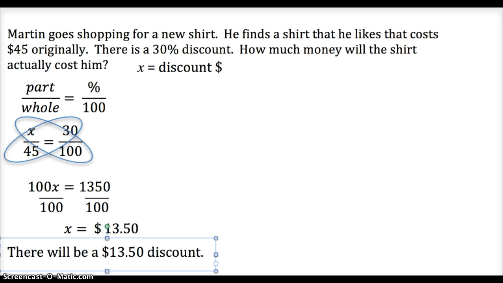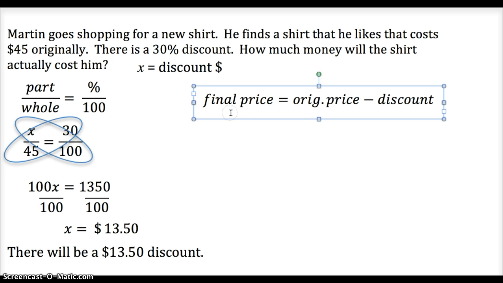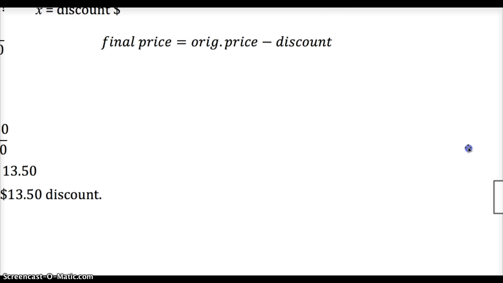But we still have to find the final price. So how do we find the final price? We know how much money we're taking away, and we know that we need to take it away from the original price to get the final price. So that means the final price equals the original price minus the amount of the discount. All right, so now, just want to bring these in so we can grab them.